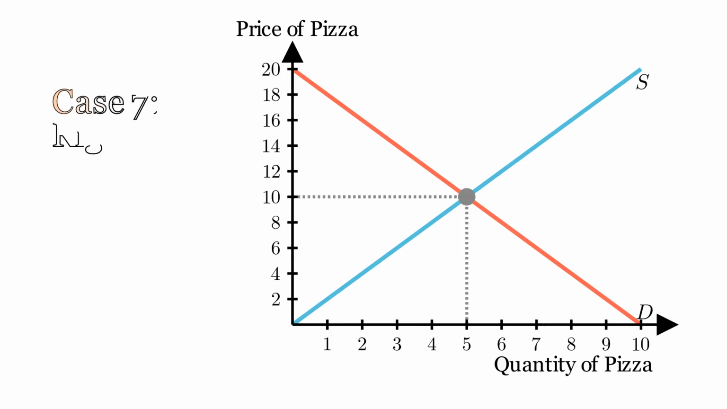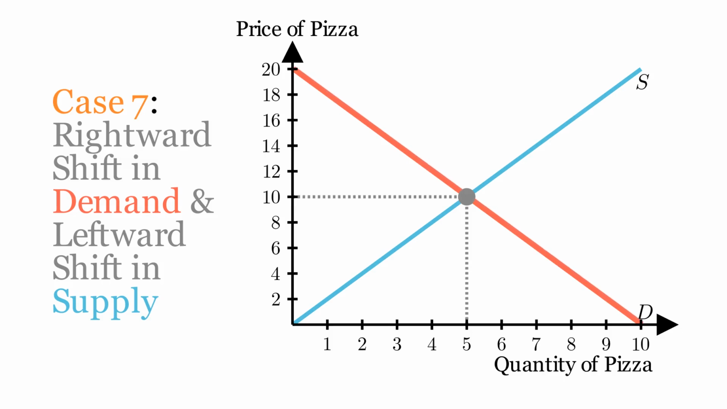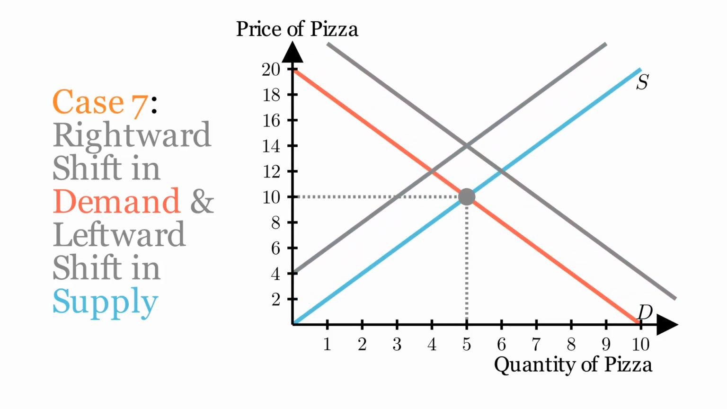Case 7. Rightward shift in demand and leftward shift in supply. If the demand curve shifts rightward and the supply curve shifts leftward and the distance of both shifts is equal, the combined effect of these shifts results in a new equilibrium point. In this case, the new equilibrium quantity will be equal to the old equilibrium quantity, but price will increase. This is the new equilibrium point.